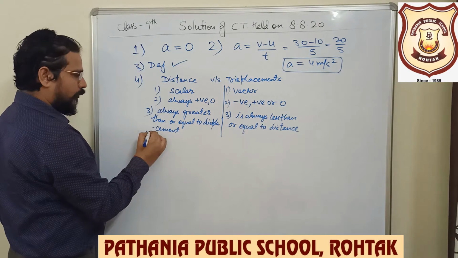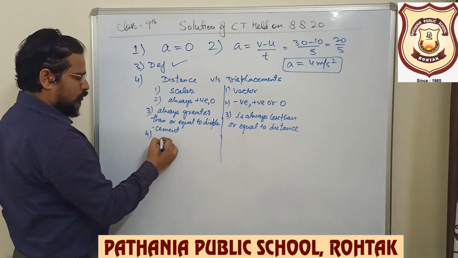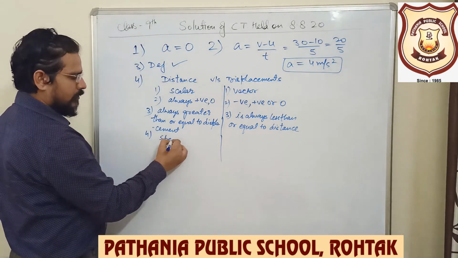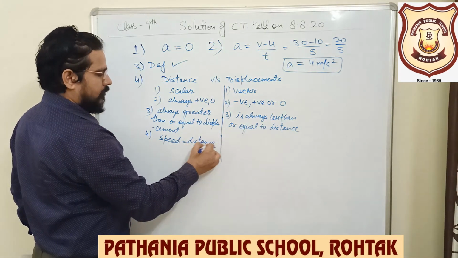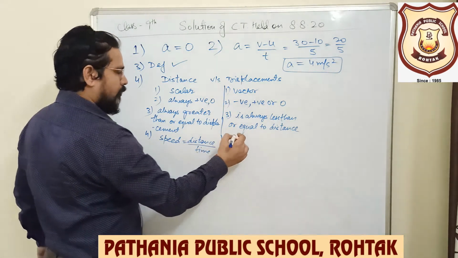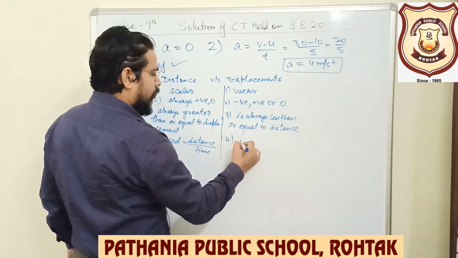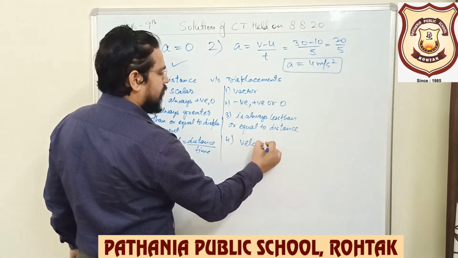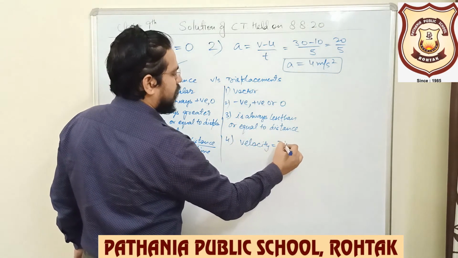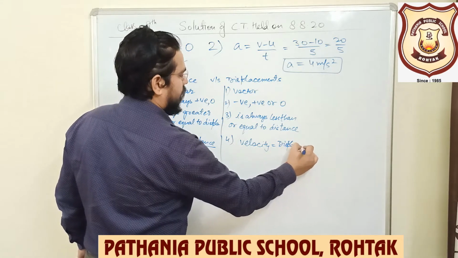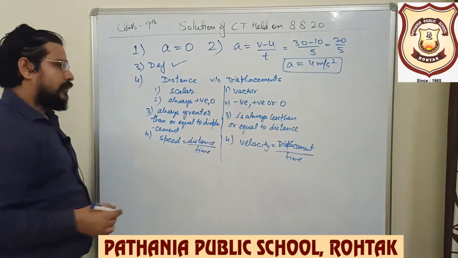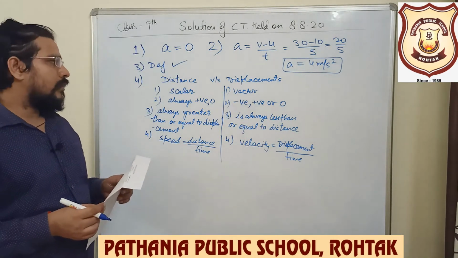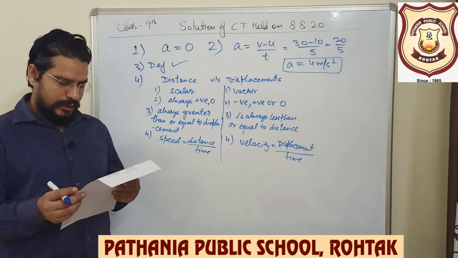Rate of change of distance is known as speed. Speed is defined as distance by time, while velocity is defined as displacement divided by time. So out of these four differences, any two differences you can write.